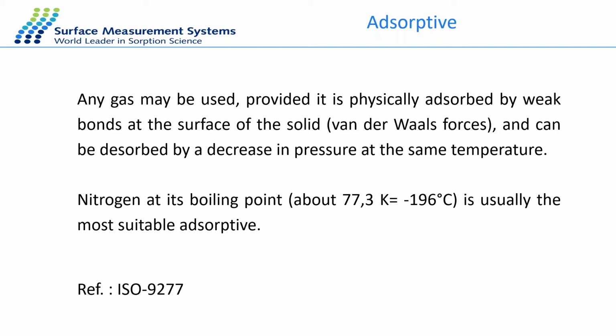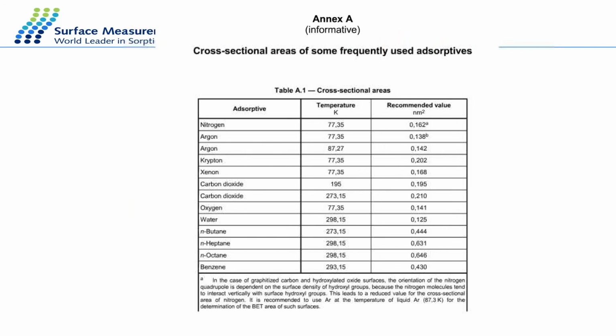Nitrogen is the most suitable adsorptive, but it's not standard for every industry. It's just the most commonly used adsorptive. There are other adsorptives listed in the ISO standard that I referred to. You can see that organic vapors can also be used to measure gas adsorption for the BET method, like heptane, octane, or benzene, and also water.